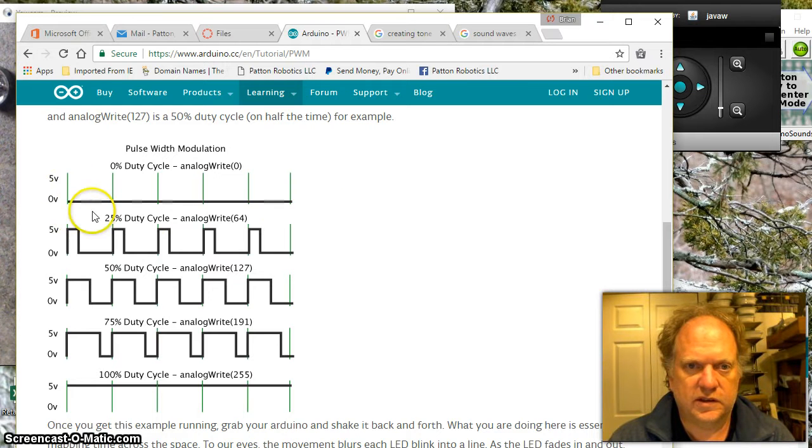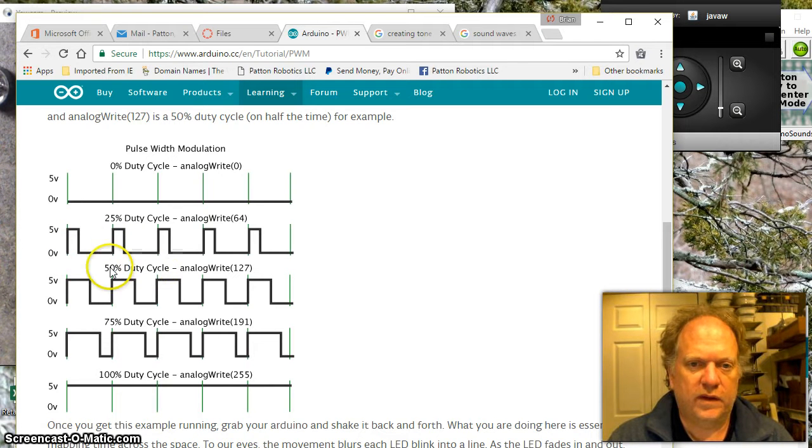Okay, so each of these green lines designate 2 milliseconds, 2 milliseconds, 2 milliseconds, 2 milliseconds. Okay, and when I analog write 0, well, it's a flat line. There's nothing there. If I analog write 64, now remember, analog write goes from 0 to 255. If I analog write a 64, I'm actually only producing a 25% duty cycle, which just means that 25% of the 2 milliseconds is going to be high. The rest is going to be low.